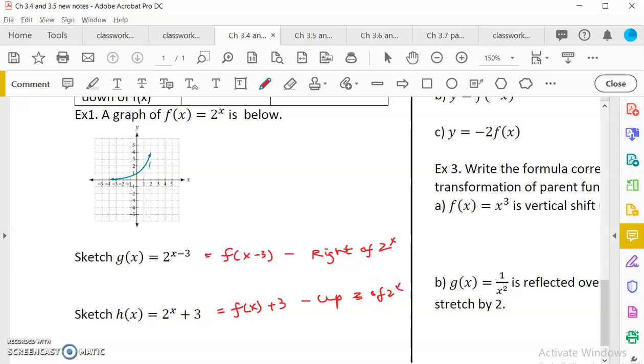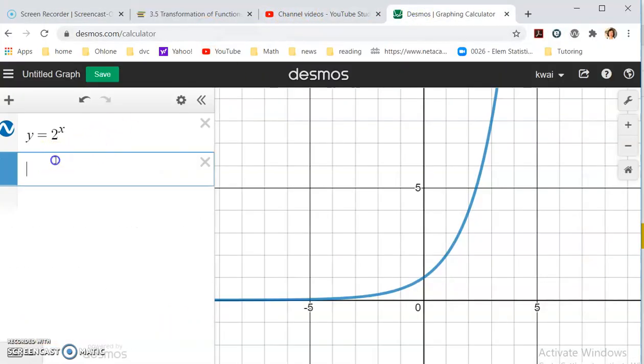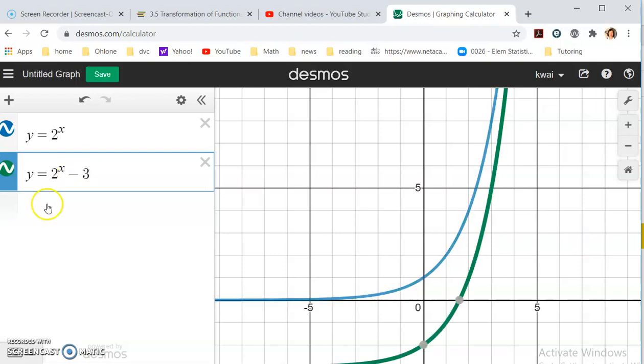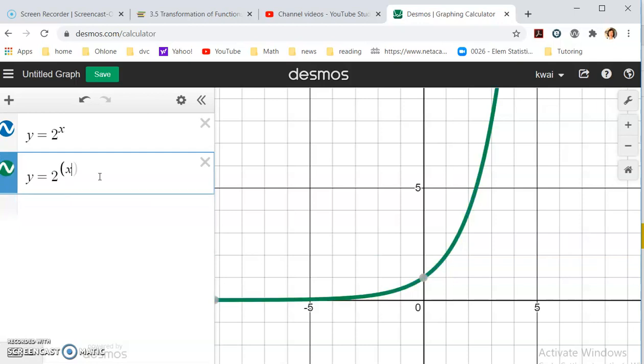So let's verify by going to Desmos. If you forget, sometimes you can do that. So y equal to 2 to the x, the same thing, but I want to do minus 3 in the exponent. What's going on? Why is it not letting me? Maybe I have to do it like that, x minus 3.